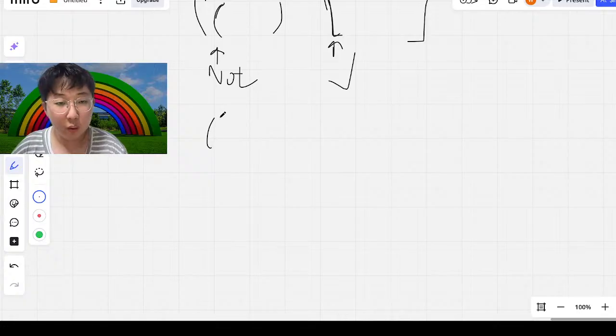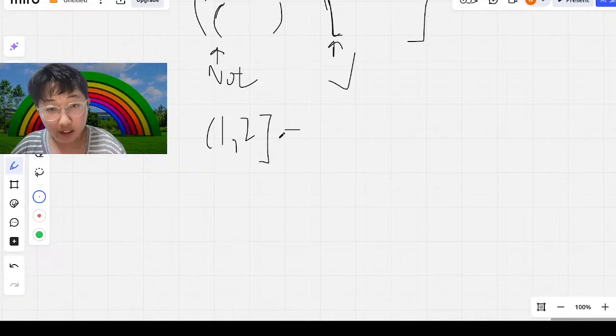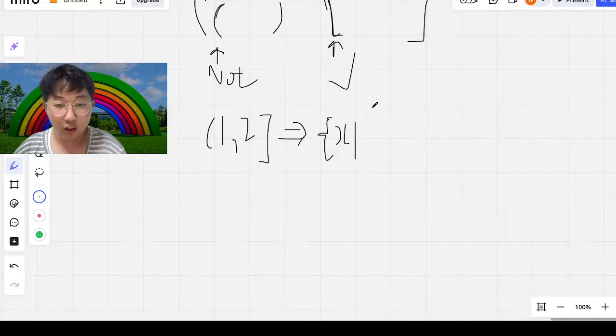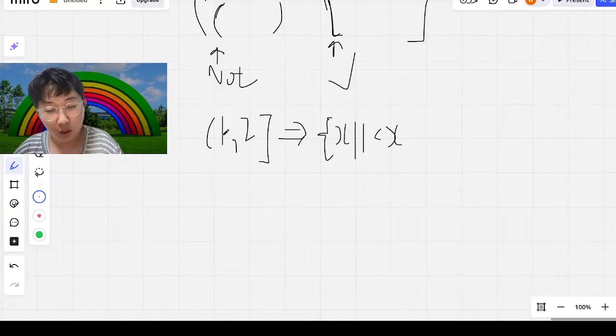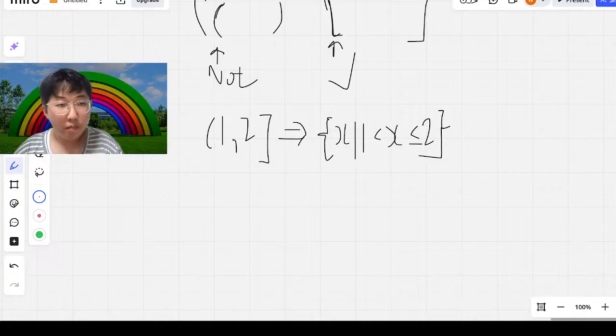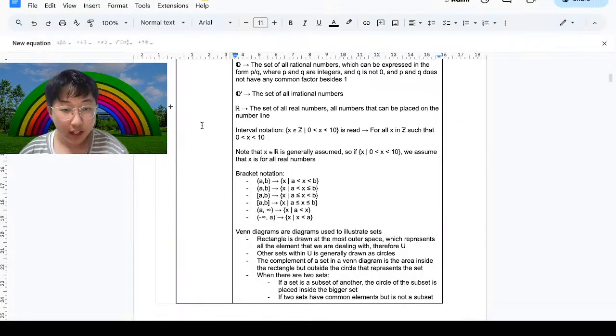So if we wrote 1 and then let's say 2, this would actually refer to the set of x in all real numbers, which we will not write, such that x is greater than 1, so not including 1, but is smaller than or equal to 2. All right, that's how we would write it.